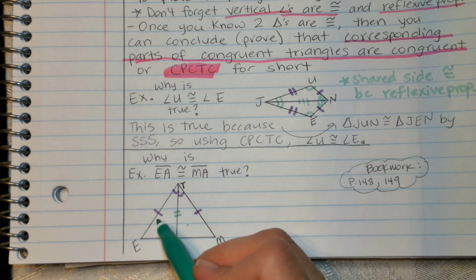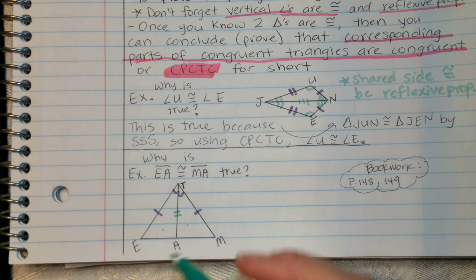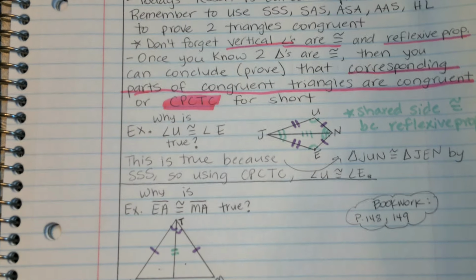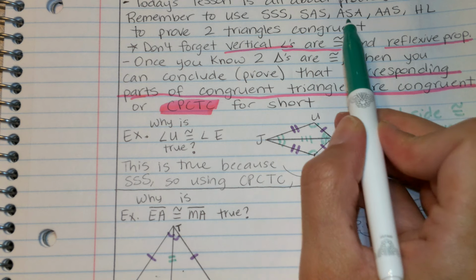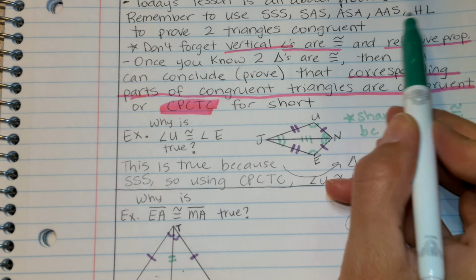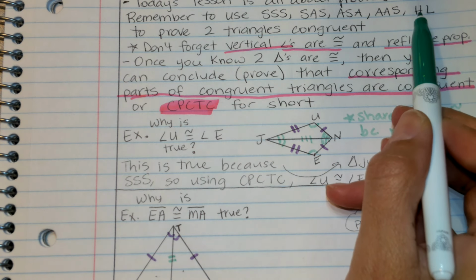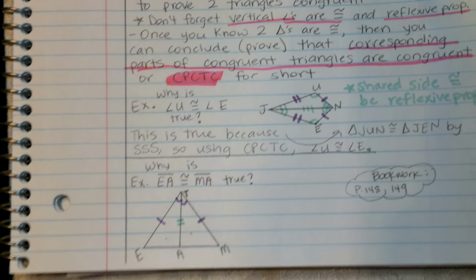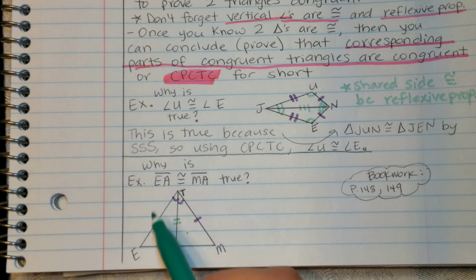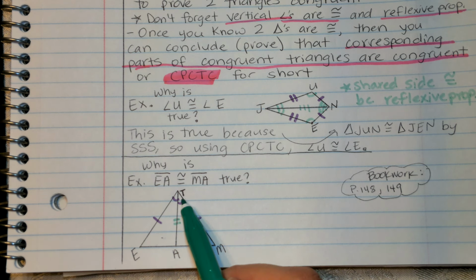So now you have to think, how are these two triangles congruent? Which one from up here can I use? Is it side, side, side, side, angle, side, angle, or angle, angle, side? Or maybe they're right triangles and it's the hypotenuse-leg theorem. So I don't have right angles, I know it's not HL. So I see a side, angle, side, matching up here, side, angle, side. So they're congruent by side, angle, side.